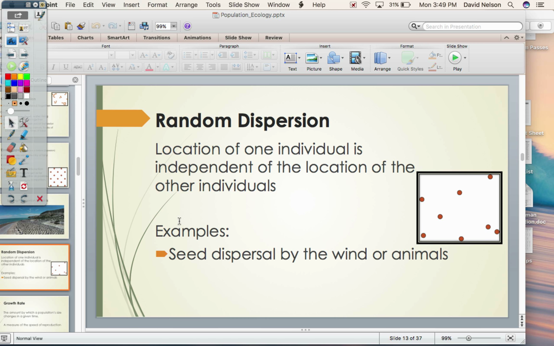And a great example of this is seed dispersal. So when a plant depends on wind to disperse its seeds, then it can't control where the wind blows its seeds, so it's going to be completely random where they wind up. Or if a plant depends on animals to disperse its seeds, it can't control where those animals are going to drop their seeds. So it ends up being completely random.